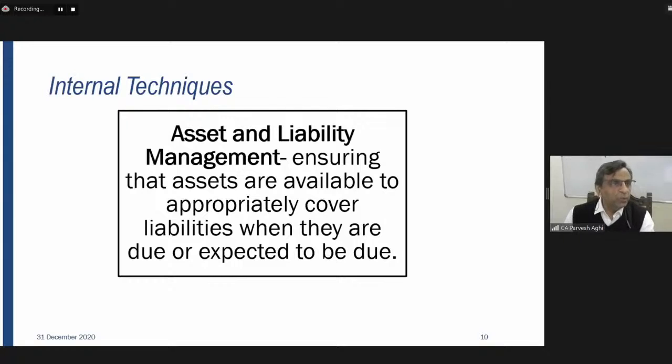So now we come to the last one, the asset and liability management. Now, this is a very important one. Asset and liability management means ensuring that the assets are available to appropriately cover the liabilities when they are due or expected to be due. Most of the bankers do that, okay, because they're earning interest and they're paying interest, so they have to match those things. But let's talk about it in respect to foreign currency: ensuring that the assets are available to appropriately cover the liabilities when they're due or expected to be due.